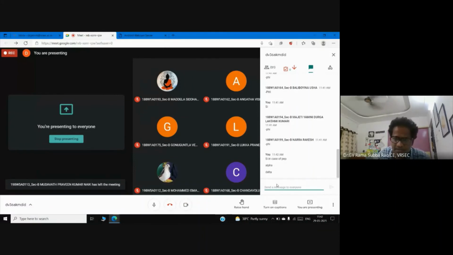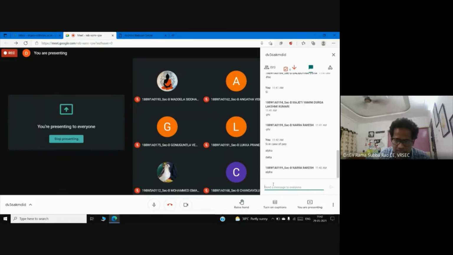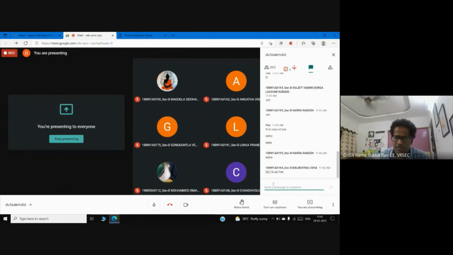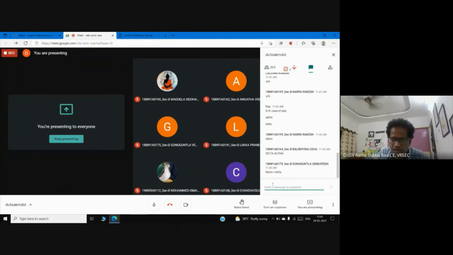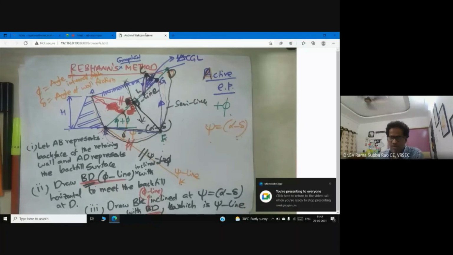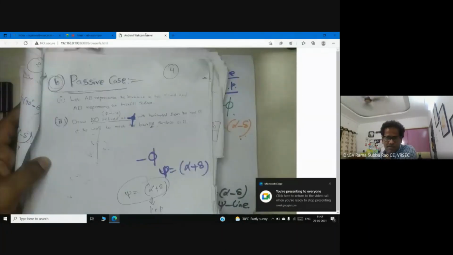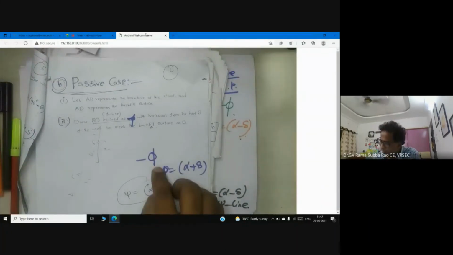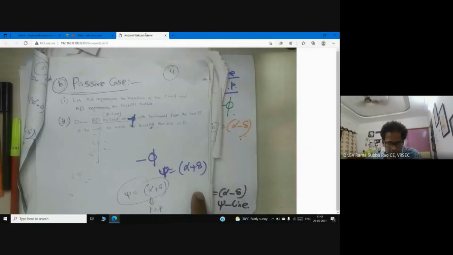What is the answer for psi? Psi is alpha plus delta. So here you see alpha plus delta, whereas in the active case you can see alpha minus delta. Here it is passive, that's a minus phi. This is also replied by you people, alpha plus delta. Here delta means angle of wall friction.